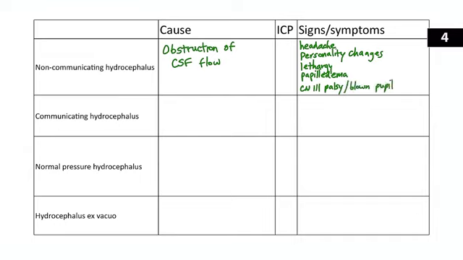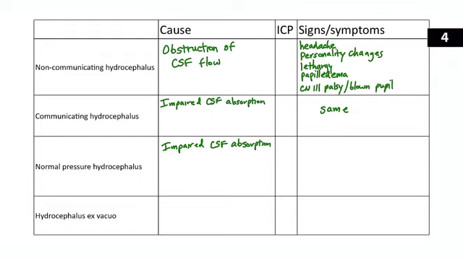Then the next one is communicating hydrocephalus. Communicating hydrocephalus, we said, is due to impaired CSF absorption. And what part absorbs the CSF? The arachnoid granulations. Now, the signs and symptoms for communicating hydrocephalus are basically going to be very similar to the non-communicating hydrocephalus. And then we have normal pressure hydrocephalus, which is also due to impaired CSF absorption.